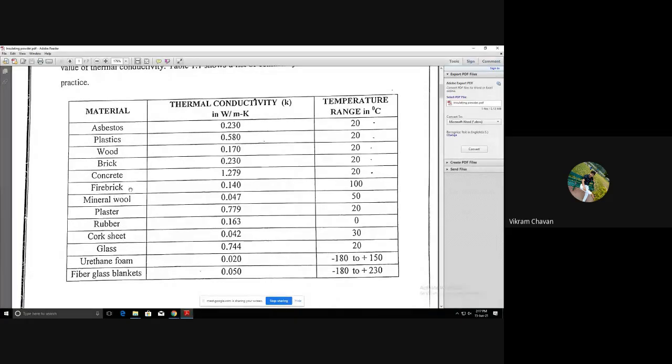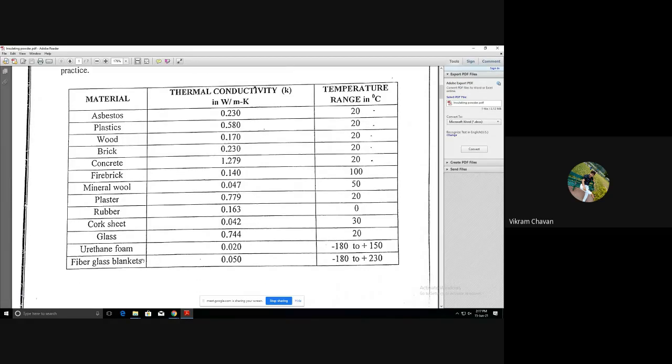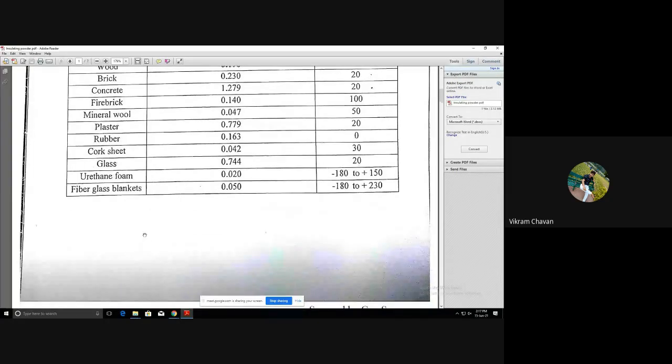Okay, then fire bricks. Fire bricks are used for furnaces, acting as a covering for the furnace, and these fire bricks avoid the heat leakage from the furnace to the external environment. Fiberglass blanket and urethane foam also have low thermal conductivities, and they act as insulating materials.